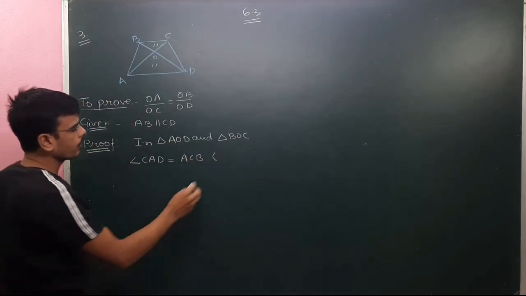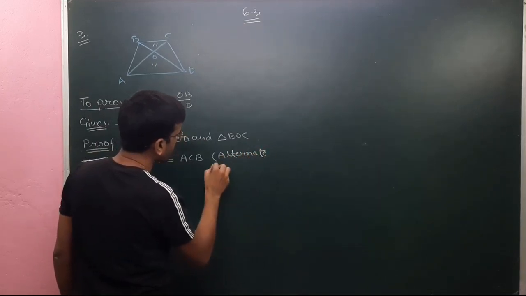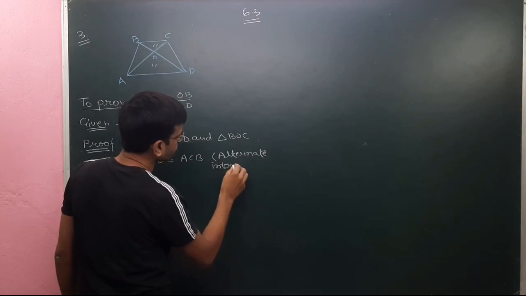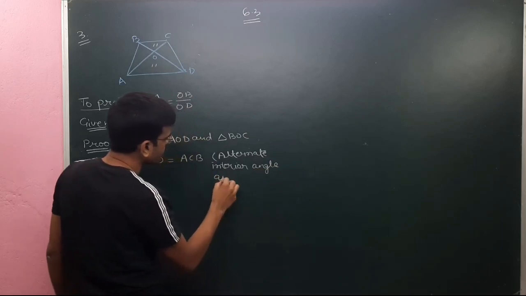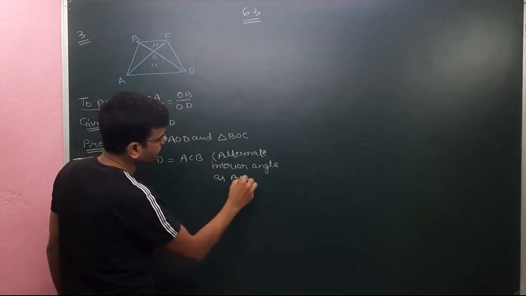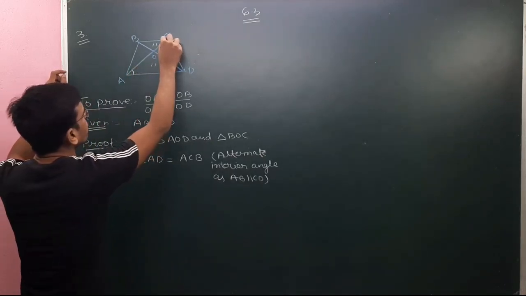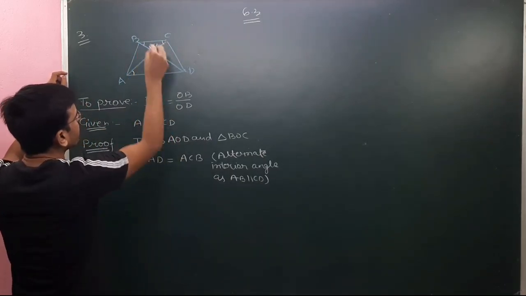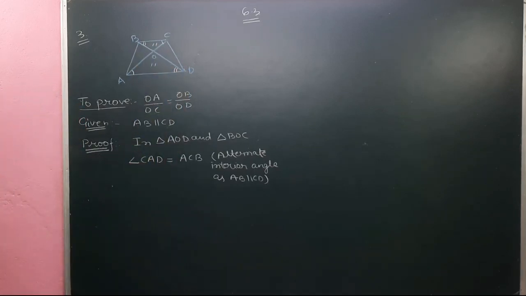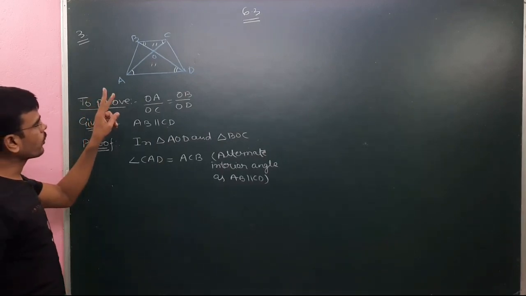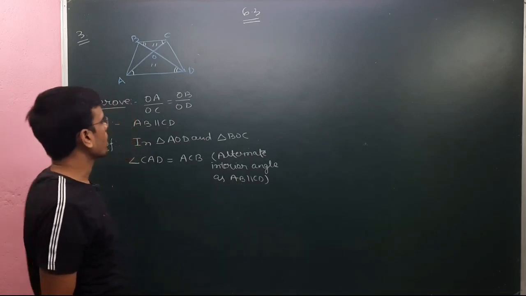Alternate interior angles, as AB is parallel to CD. Means this angle is equal to this angle. Similarly, this angle is equal to this angle. And the condition for both equal angles will be alternate interior angles, as AB is parallel to CD.